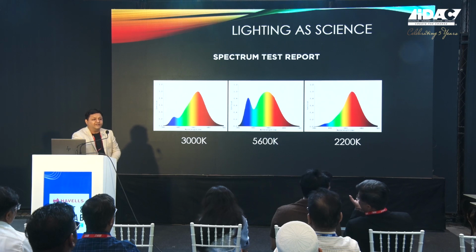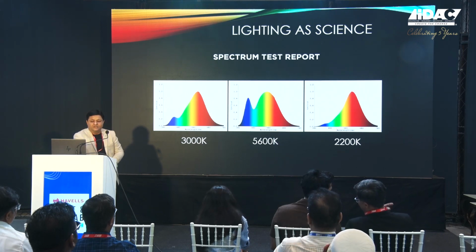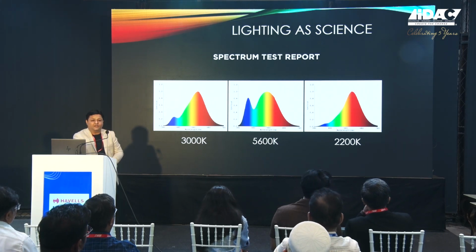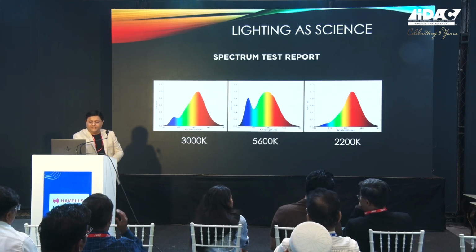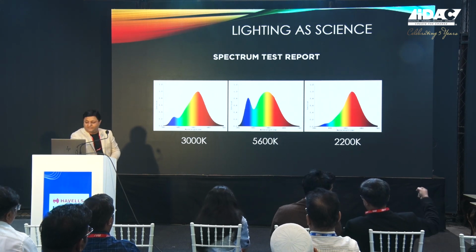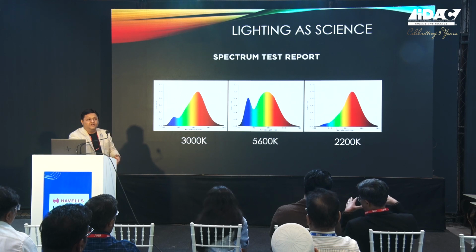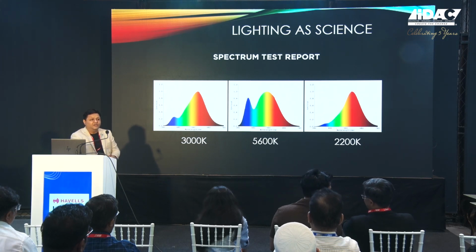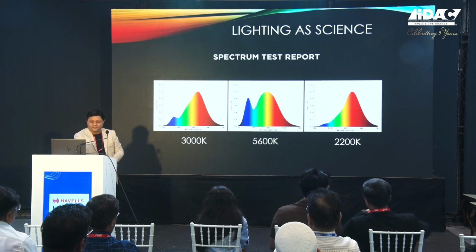When we talk about artificial light and LEDs, this is the color temperature we have recorded in the spectrum test report. The spectrum you get in 2700K is less of a blue light and more of a warm white light. So when we are working, we need 5600 Kelvin, and when we are sleeping, we want more of a 2200 color temperature to create the secretion of melatonin in our brain.